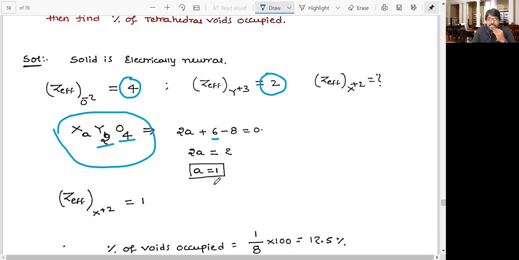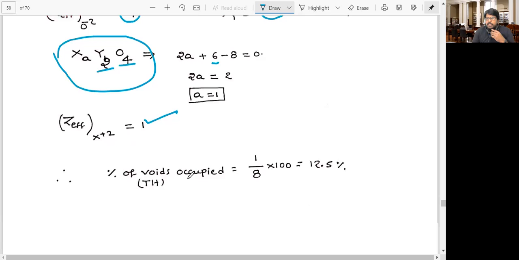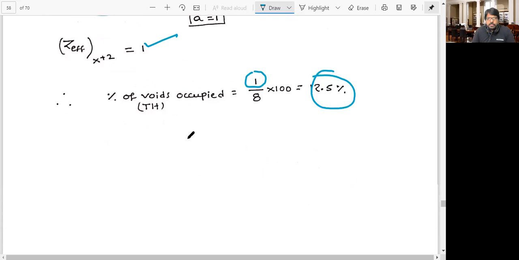So how many X plus 2 ions are present? 1. Where are they present? Tetrahedral voids. Actually, how many tetrahedral voids? 8. Because in CCP, there are 8 tetrahedral voids, 2 tetrahedral voids on each body diagonal. Out of 8 tetrahedral voids, only 1 is occupied. Remaining 7 are vacant. So for the percentage of tetrahedral voids occupied, 1 is occupied out of 8. So what is the percentage? 12.5 percentage. So yeah, let us move on to the next question.